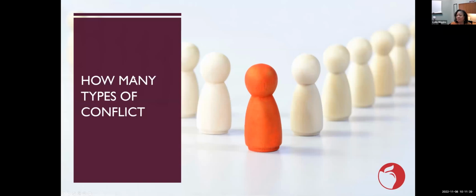So how many types of conflict are there on a scale of 1 to 10? How many different types of conflict are there? Drop your number in the chat. 1 through 10, what's the number of conflict types there are? Eight, 6, 4, 2, I don't know, 5, okay. 7, keep coming.